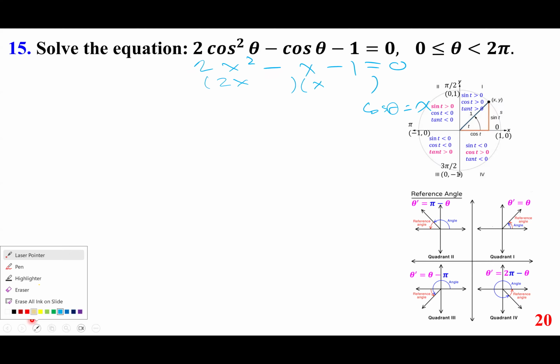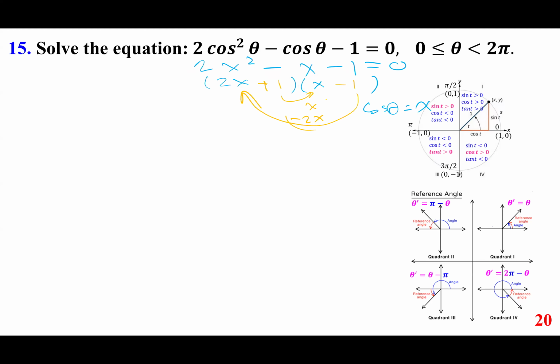So if we choose +1 here, this gives us x. -1 here, this gives us -2x. And the sum is equal to -x. So that, folks, that means 2 cosine theta plus 1 times cosine theta minus 1. That's the meaning of it.